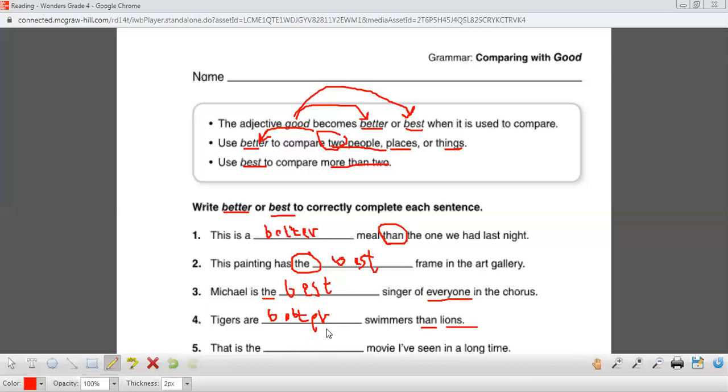Now let's go to page 122, which is comparing with bad. I will be taking you there.